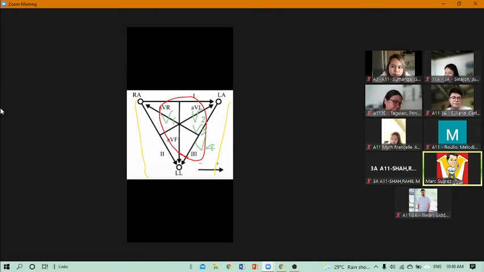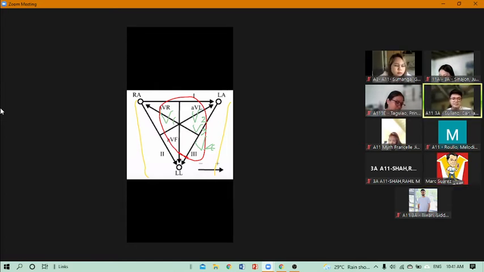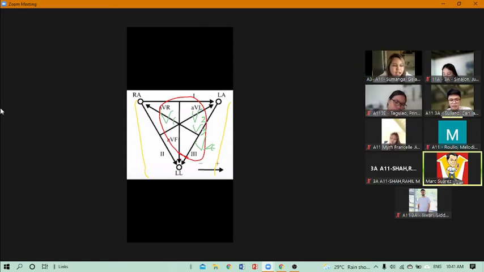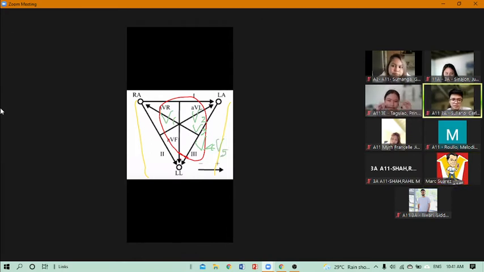So V5, where do we put V5? We can proceed with V5. Intercostal space, left anterior axillary line. Anterior axillary line. Okay. So this one? Follow?